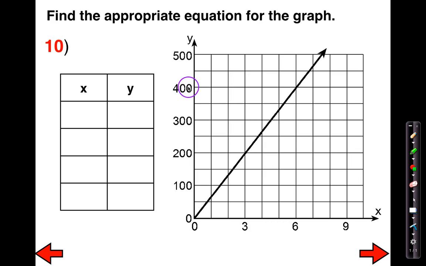So first of all, I want to take a look that I do have a proportional relationship. How do I know this? Well, first of all, it's going through the origin and it's linear. So it's definitely going to follow the form of y equals kx. So I'm going to collect some points now.